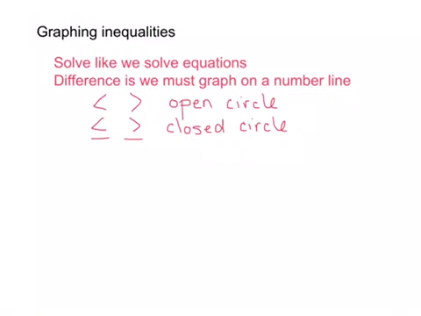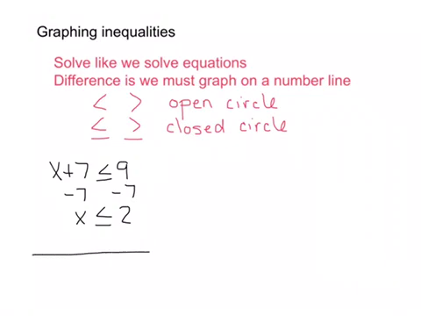So let's go ahead and take a look at our first problem. Our first problem here is x plus 7 is less than or equal to 9. We're going to solve this just like we would an equation. Again, I want to show my work to both sides. I'm going to subtract 7 from both sides. I'm going to get x is less than or equal to 2.